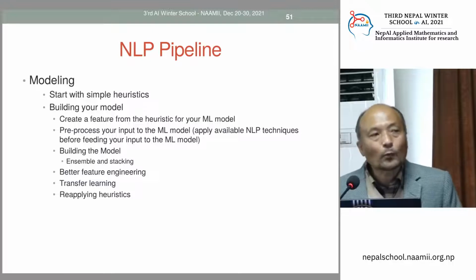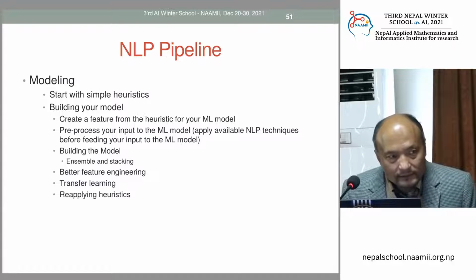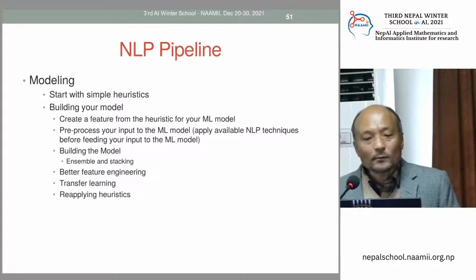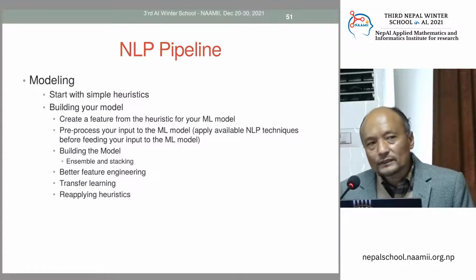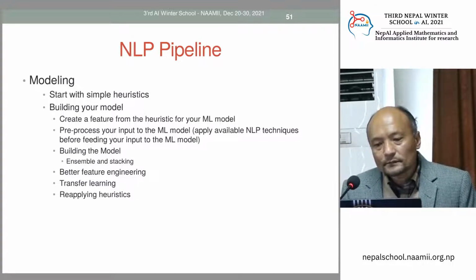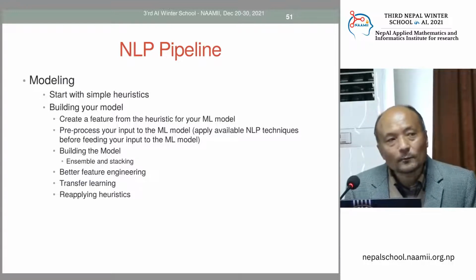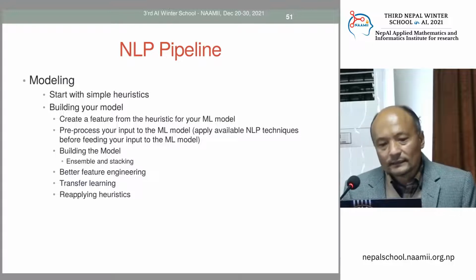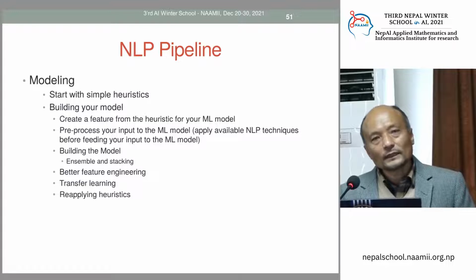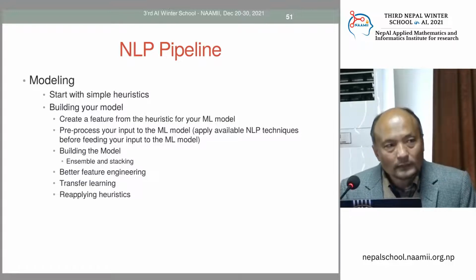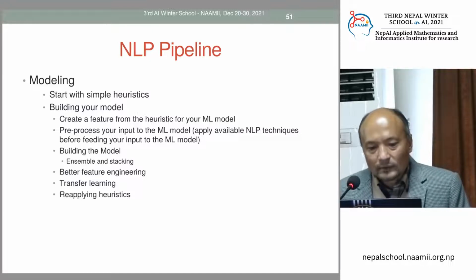Once you are building the model, there are different ways you can ensemble and stack. In ensemble modeling, for example, you can have different models or different classifiers, and you try to combine the outputs, and then you take the average or something like that. Whereas in stacking, the output of one particular model is an input for the other model. So that's ensemble and stacking.